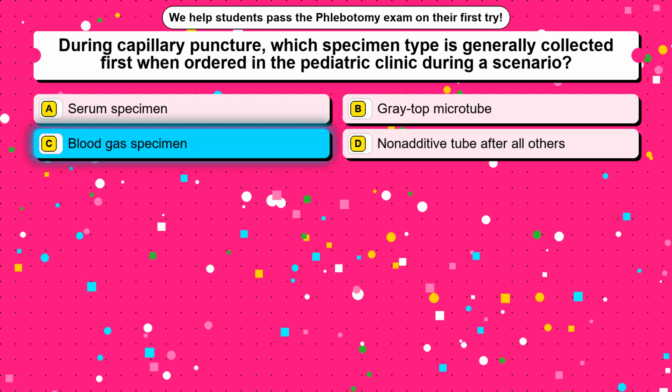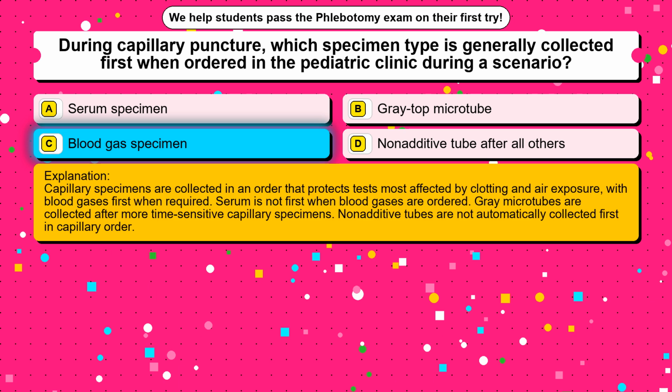The correct answer is option C. Blood gas specimen. Capillary specimens are collected in an order that protects tests most affected by clotting and air exposure, with blood gases first when required. Serum is not first when blood gases are ordered. Gray microtubes are collected after more time-sensitive capillary specimens. Non-additive tubes are not automatically collected first in capillary order.